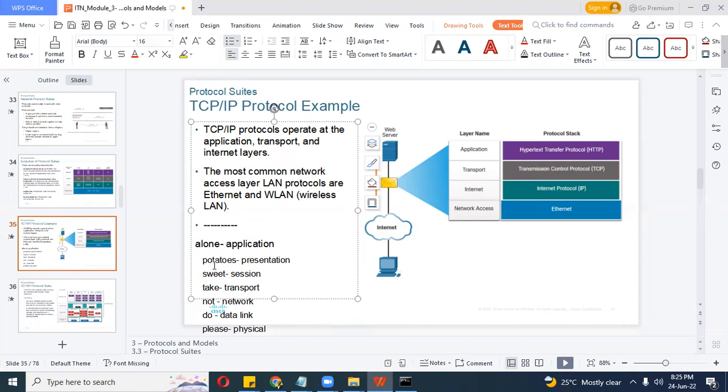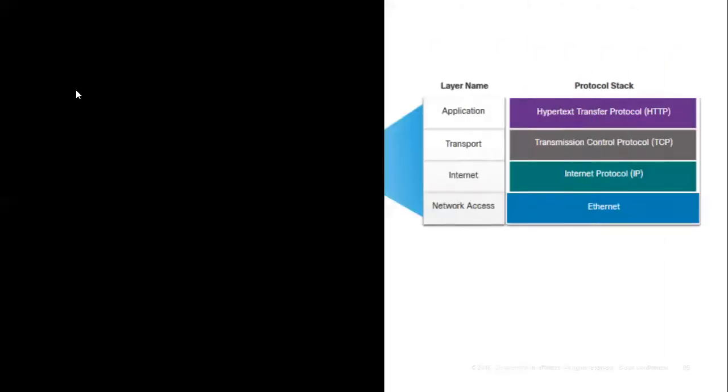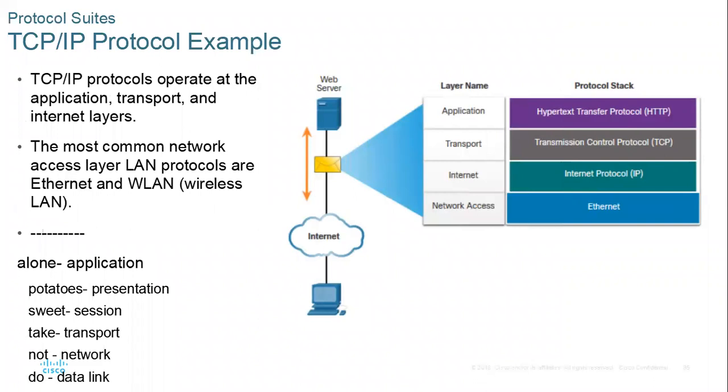Let's call this an acronym: please do not take sweet potatoes alone. That's one way you can memorize the TCP/IP protocol. So these are the layer names. Network access covers everything from the data link layer down into the physical layer. Then the internet layer is the network layer, and the transport layer is called the transport. Then everything here is called the application.